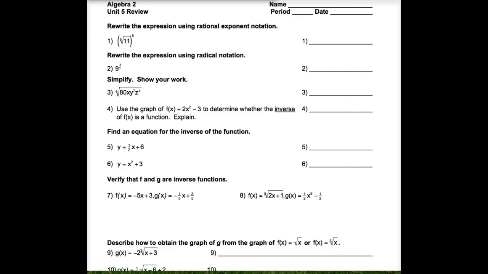This is your review video for Unit 5. Just want to make sure that you get a chance to hear all of the problems explained here. So the first couple should go pretty quickly. Either you know the rational exponent notation or you don't.